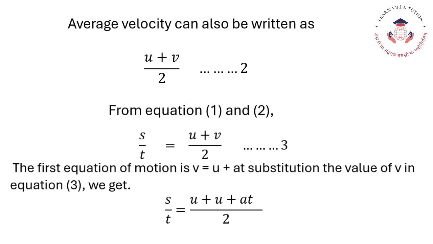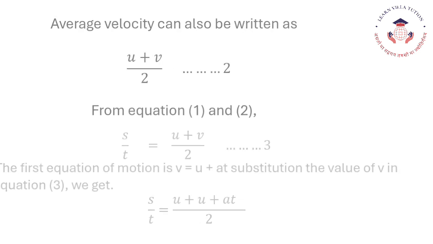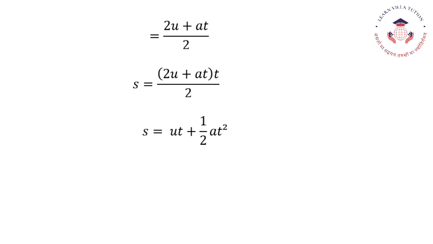Substituting the value of v in equation 3, we get s/t = (u + u + at)/2 = (2u + at)/2. Now s = (2u + at) multiplied by t and divided by 2. We get s = ut + (1/2)at².